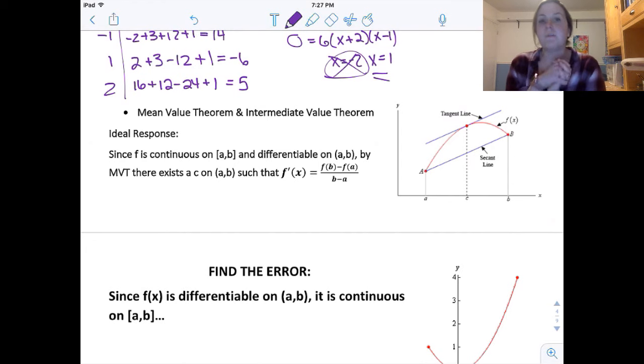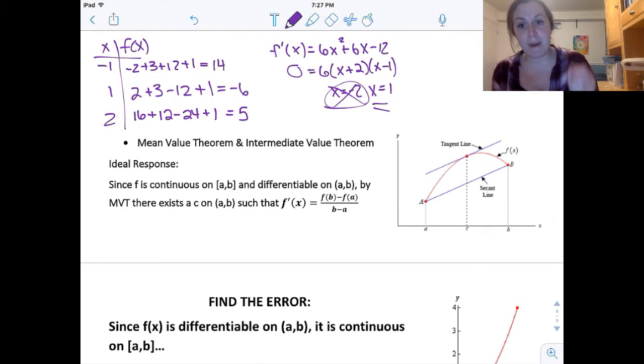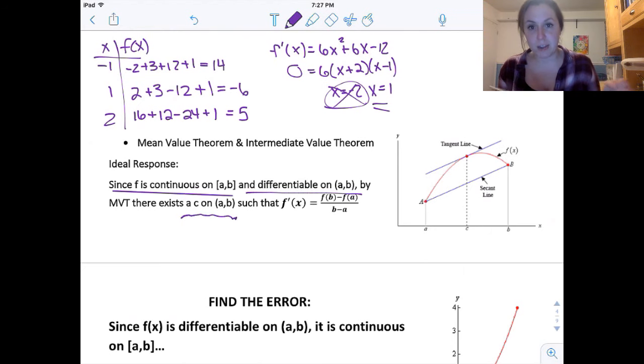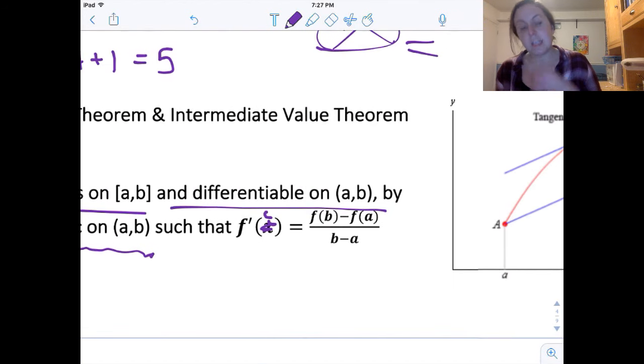Mean value theorem says that if f is continuous on the closed, differentiable on the open, then we will have a place where the average rate of change equals the instantaneous. And there's more on this in my last live stream. So if you need something more in depth, any of those last 2 live streams I recommended at the beginning would be good for you. But ideally, when we talk about mean value theorem, we're saying since f is continuous on the closed and differentiable on the open, by MVT there exists a C on AB, between A and B, such that the derivative at C equals f of b minus f of a over b minus a.